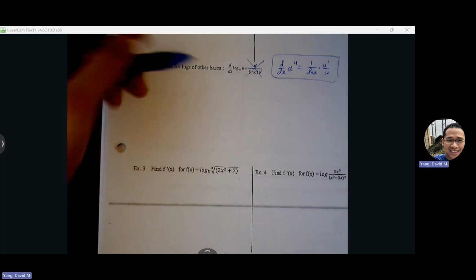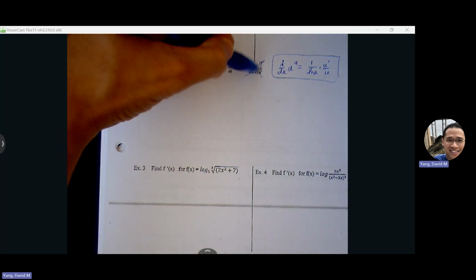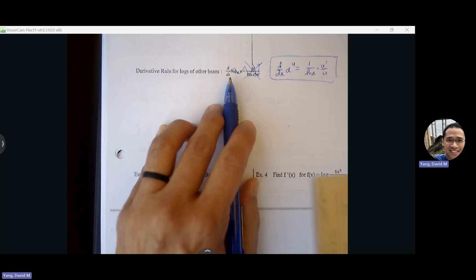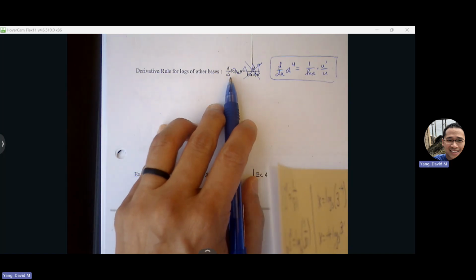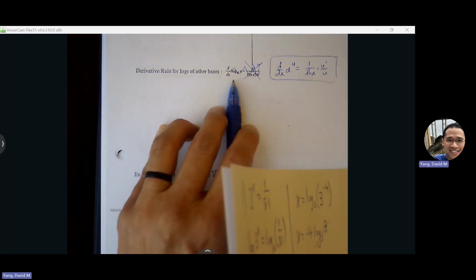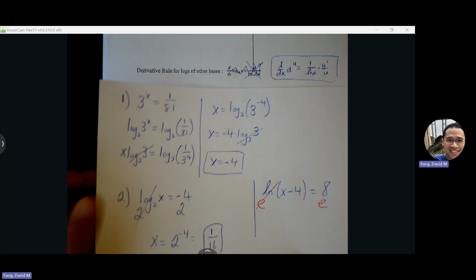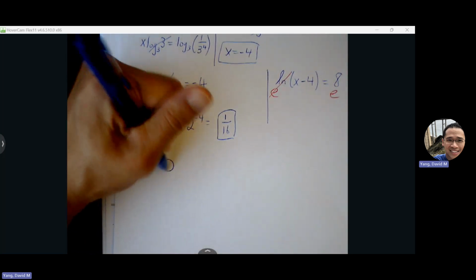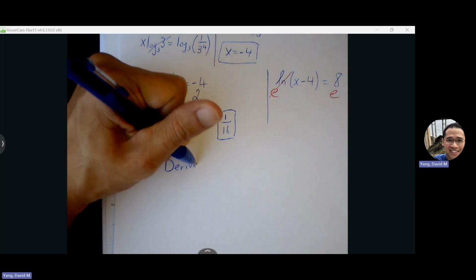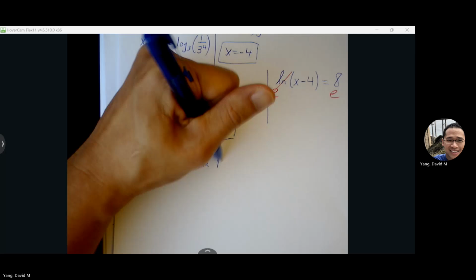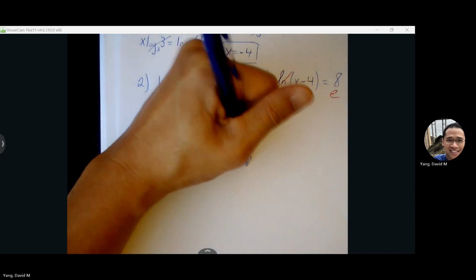If you can cross off the derivative rule for other bases, I want to present a better way of representing my rules here. So I'm going to have us write this here. So derivative rules for logs.